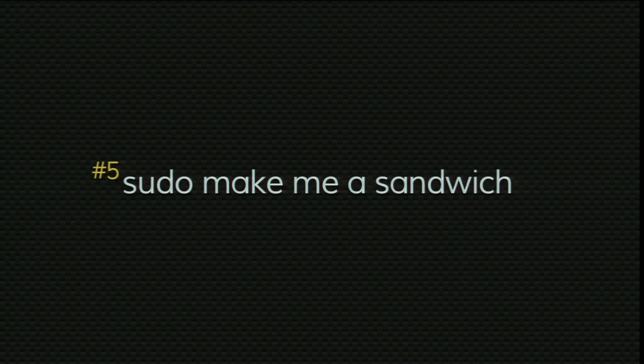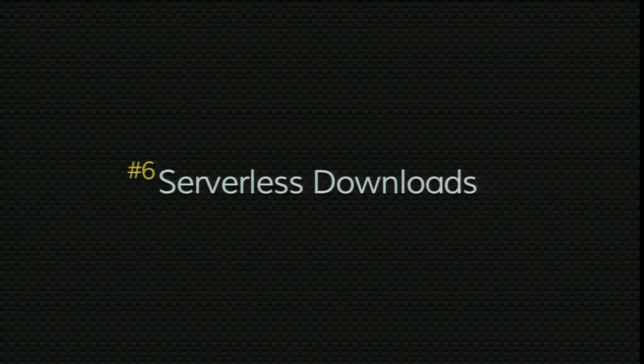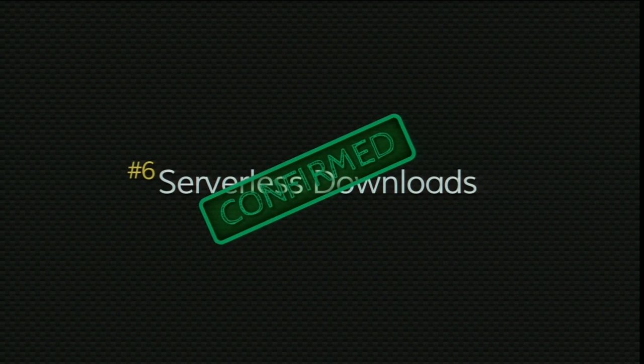All right, number 5. This one looks suspicious. Totally is busted. Just making sure you guys are paying attention. The real number 5 is serverless downloads. So we got data in the Filesystem API. We're storing data in our web app. But what happens when you want to get data back out of your web app, right?